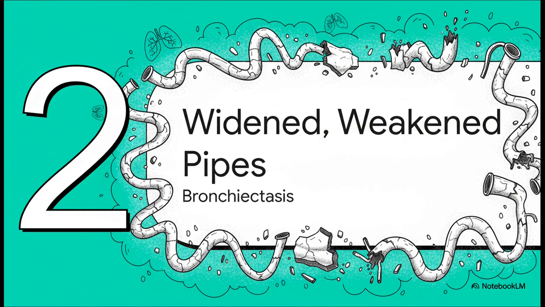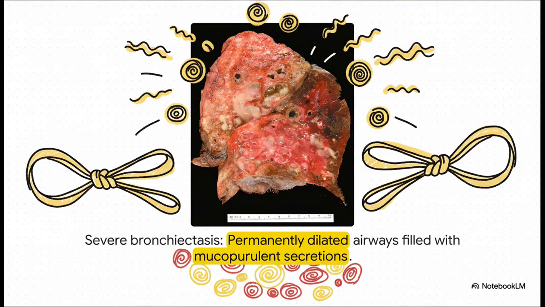Here, the problem isn't tightening pipes. It's pipes that have been so damaged they've lost their shape entirely. They become weak and widened. Just look at this lung. This is what severe bronchiectasis does. It's the end result of years of infection and inflammation fighting it out. The airways are permanently stretched open, dilated.